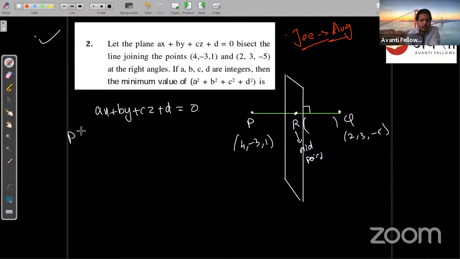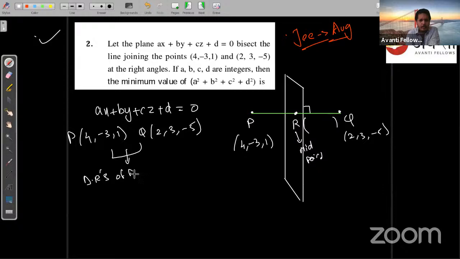So what is the point P? We have 4 comma minus 3 comma 1. Point Q is 2 comma 3 comma minus 5. First of all, if someone is asking you what are the direction ratios of the line joining PQ, what will you say? 4 minus 2, minus 3 minus 3, and 1 minus minus 5. So 4 minus 2 is 2, minus 3 minus 3 is minus 6, and 1 plus 5 is plus 6. So these are the direction ratios of PQ.